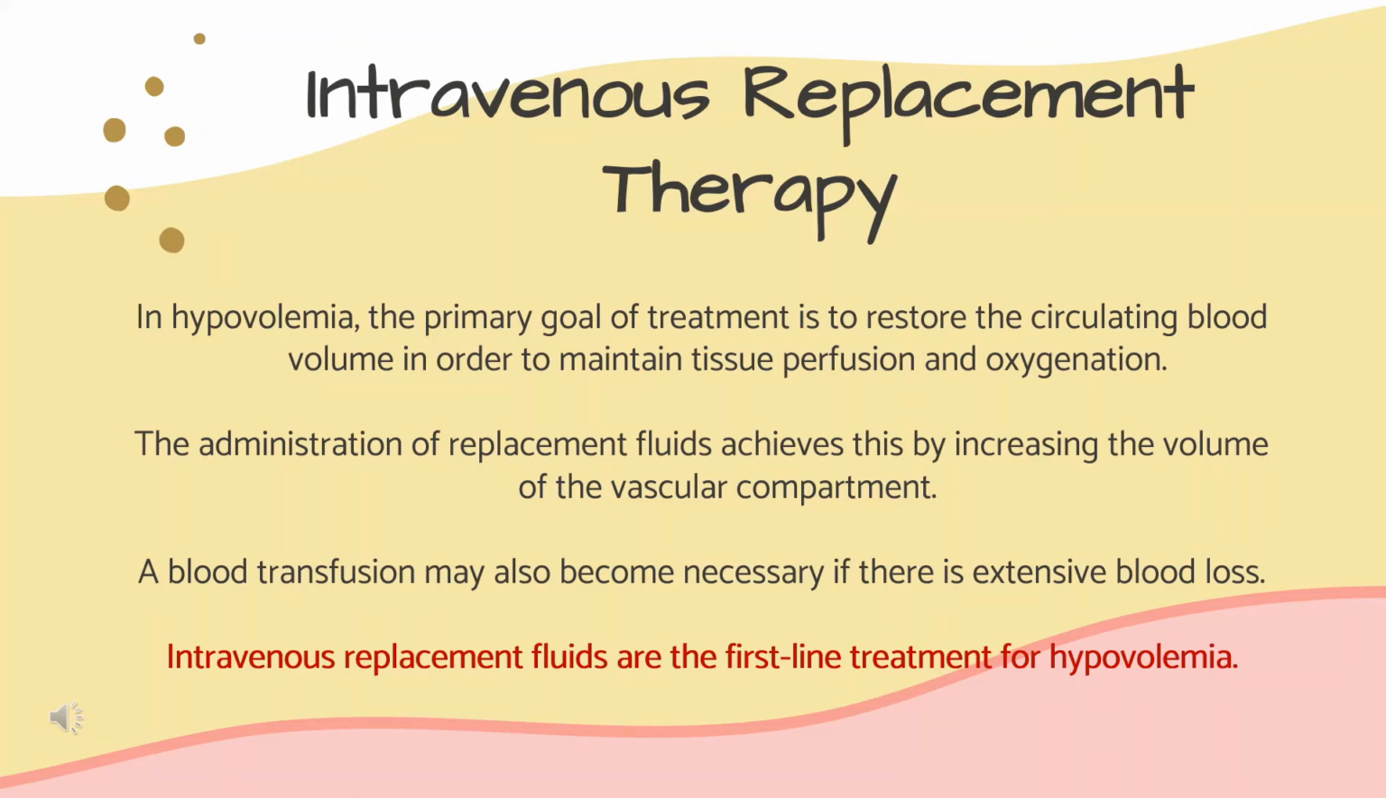A blood transfusion may also become necessary if there is extensive blood loss. However, even in cases of severe hemorrhage, initial treatment with intravenous replacement fluids may be life-saving and will allow time to obtain blood for transfusion. Intravenous replacement fluids are the first-line treatment for hypovolemia.